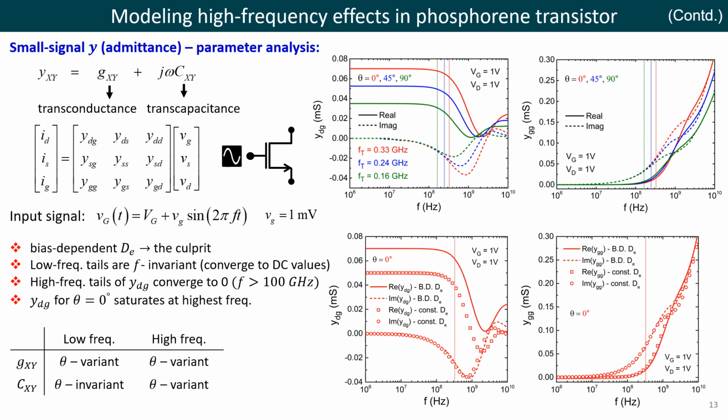However, the most important observation here is that at high frequencies, both the transconductance and the transcapacitances become theta variant, while at low frequencies only the transconductance varies with theta and capacitance becomes theta invariant.